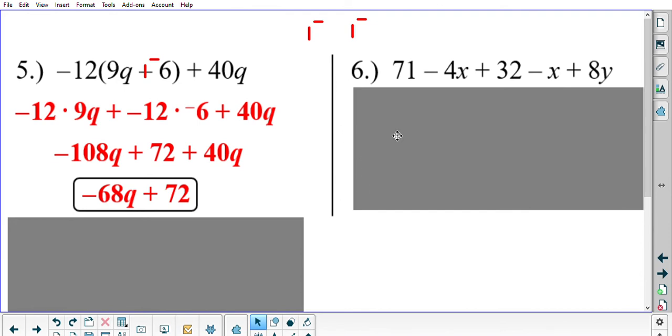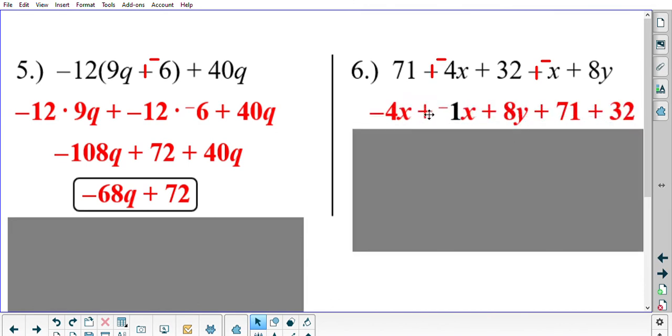Problem number 6. Is there a part to do distributive property on? No. So you're just going to have to switch things around using the commutative property, but that means you need to make subtraction adding the opposite here, and also subtraction adding the opposite here. I know that's kind of weird having a negative x, but that's just the way it's going to be. Now, speaking of that negative x, that is the same as negative 1x. So negative 4x, negative 1x, they are like terms. Therefore, you should end up adding them together.